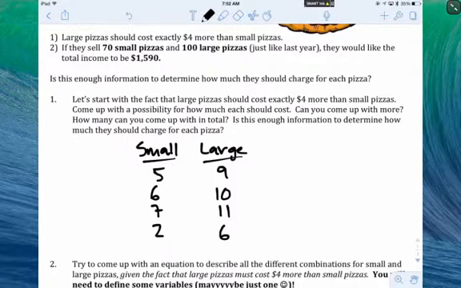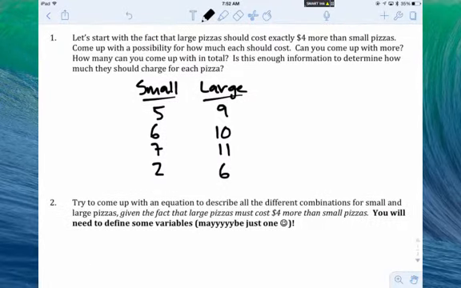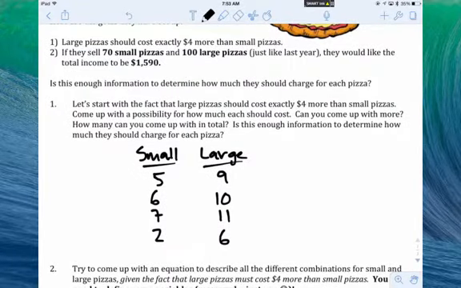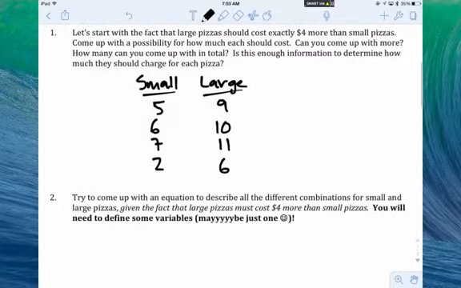But what we're going to do is come up with an equation to describe all the different combinations for small and large pizza prices, given the fact that the large pizzas must cost $4 more than the small pizzas. And in general, we're going to have to define some variables. As a general rule of thumb, I always define my variables as, well, what is it that we're looking for? What is it that we don't know that we want to know? In this case, we'd like to know how much each pizza is going to cost. That's the unknown information that we're going to want to find, and so that's where we're going to define our variables to be the price of the small pizza and the price of the large pizza.